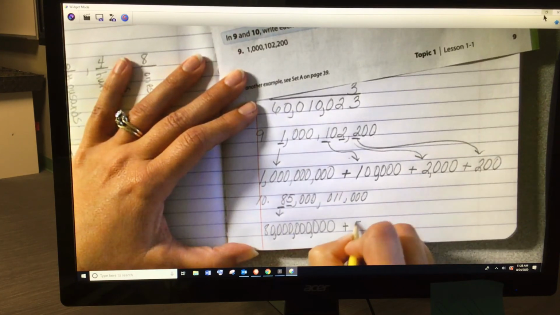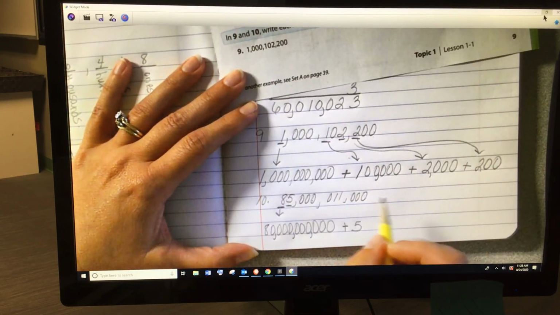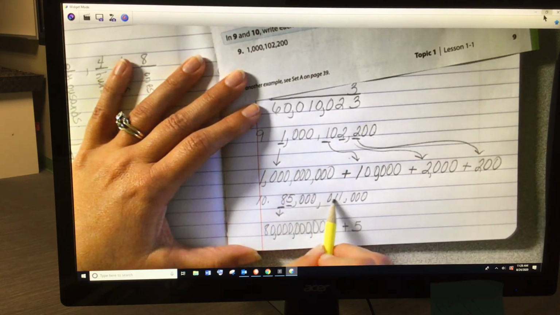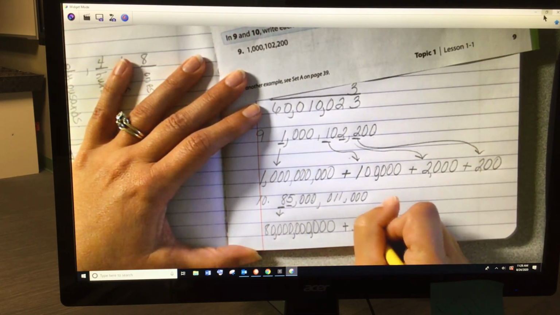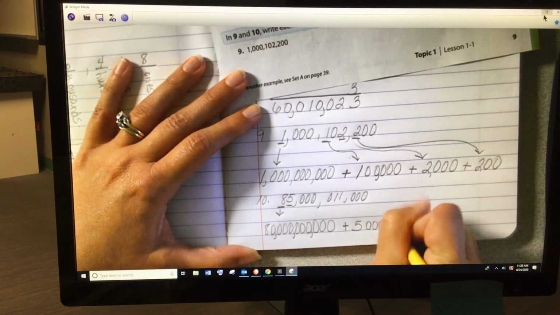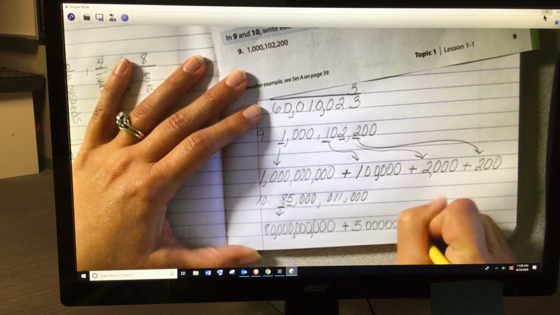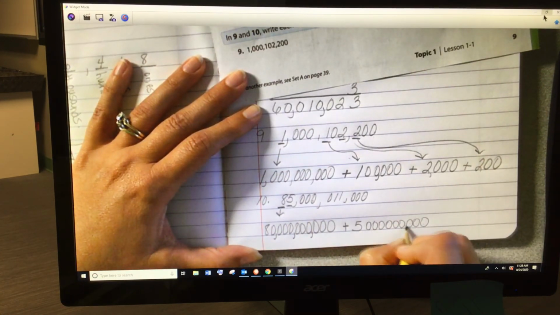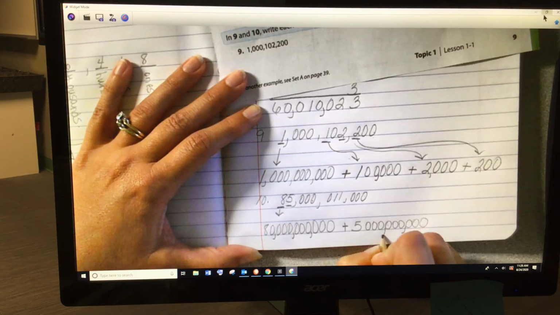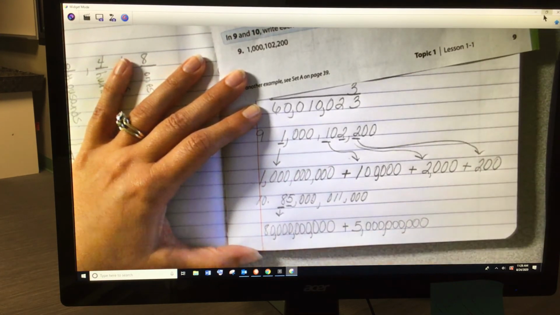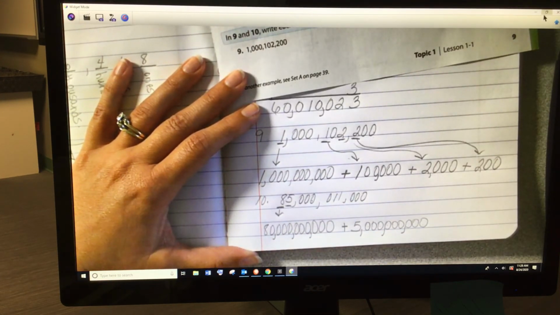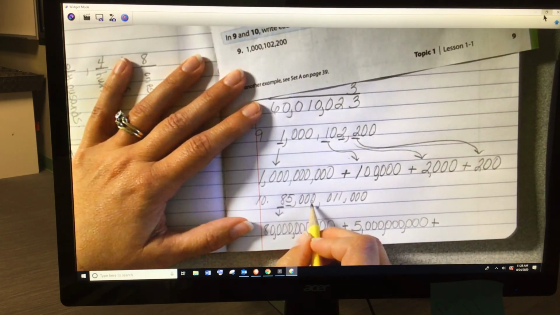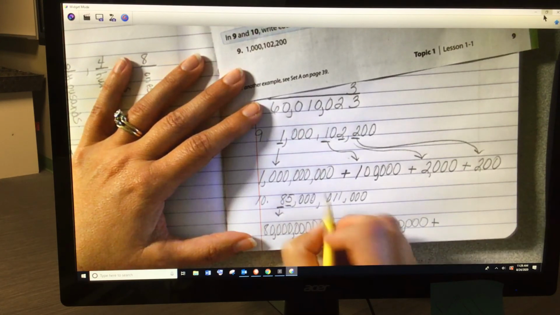It's a 5. 5 what? Well, 5 billion. How many zeros need to be after it? 1, 2, 3, 4, 5, 6, 7, 8, 9. Put your commas in. 1, 2, 3, comma. 1, 2, 3, comma. 1, 2, 3, comma, to make 5 billion. Plus, okay, we have no millions. We have no 100,000s.